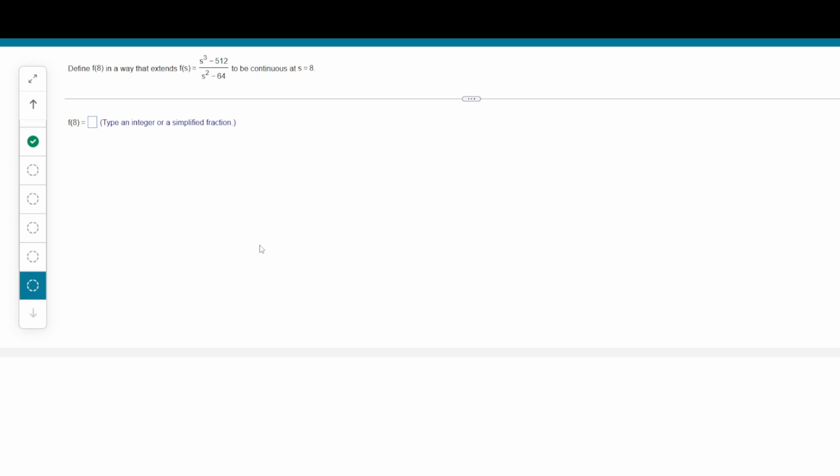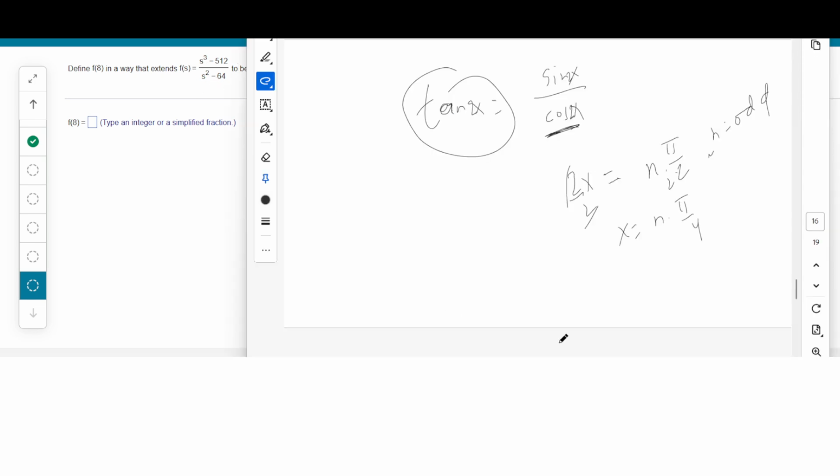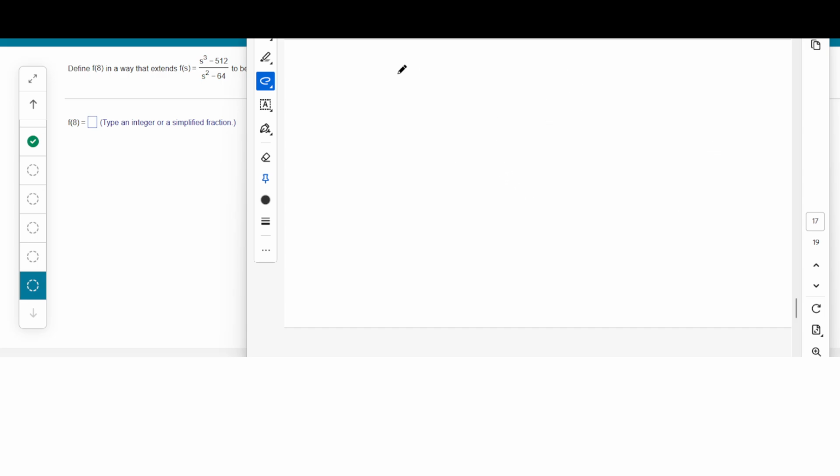Okay, one last question. How can you define or rewrite this function such that it is continuous at 8? Keep in mind, continuity means the limit of the function and the value of the function are supposed to be the same. If you look at this function and simplify, when s is equal to 8, the denominator will be 0. So it's undefined at 8 at the moment.